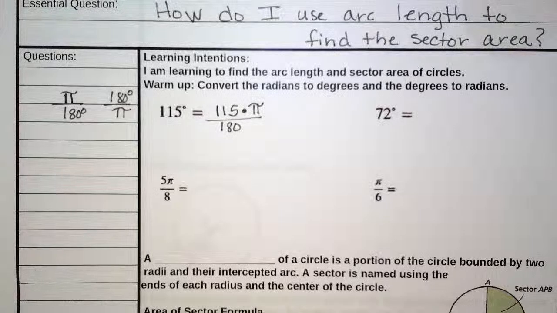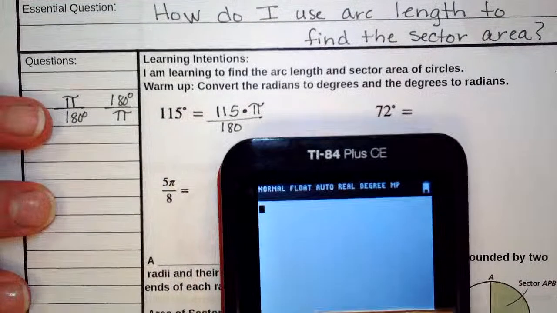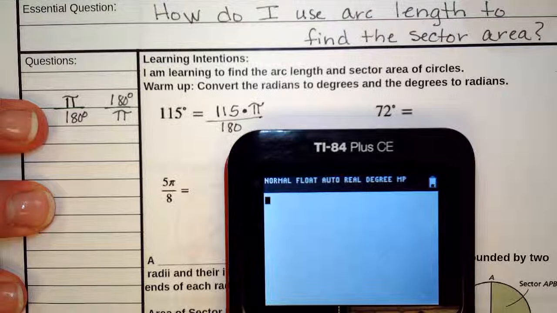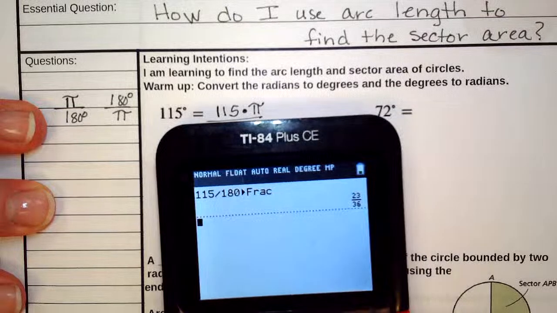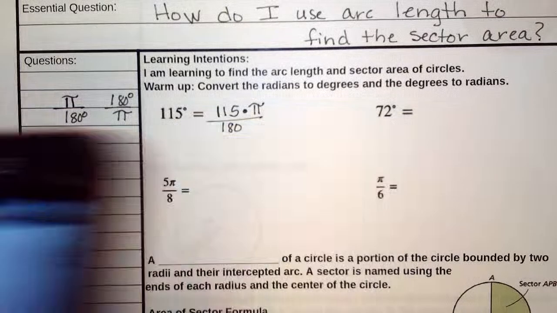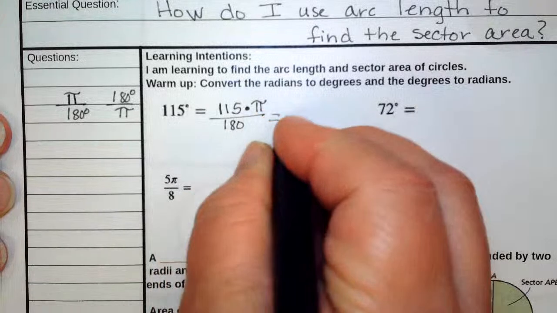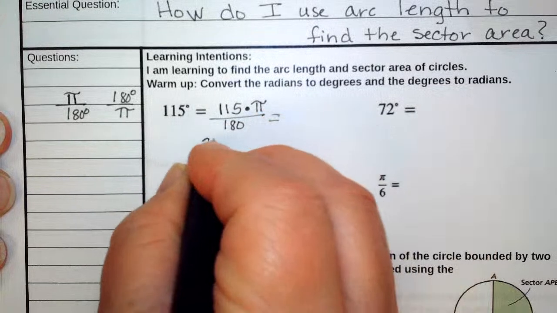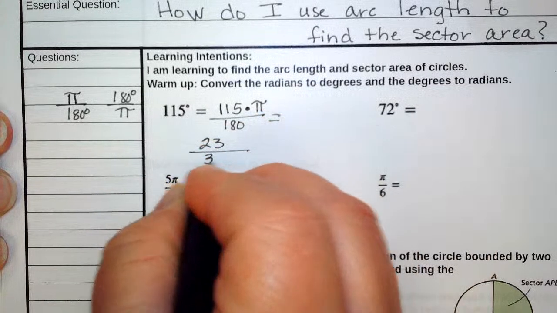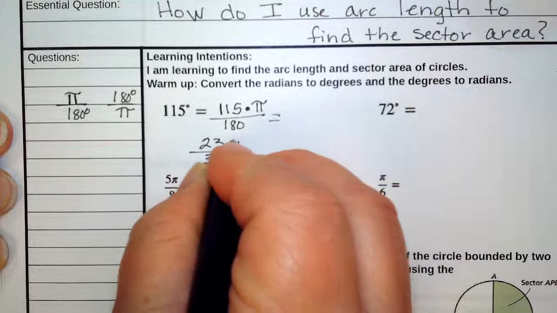Because I don't want to spend a long time simplifying a fraction, I take my calculator. 115 divided by 180, hit math, hit enter again, and it is 23 over 36 pi radians.